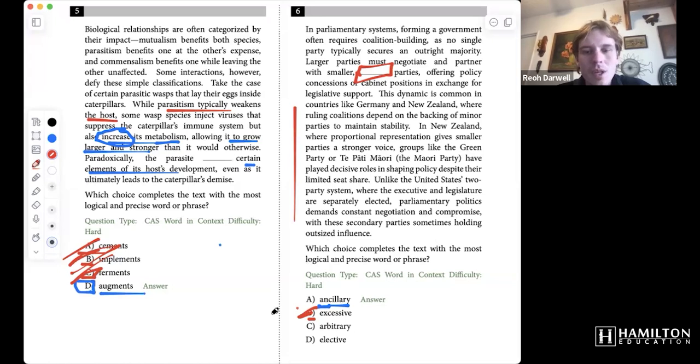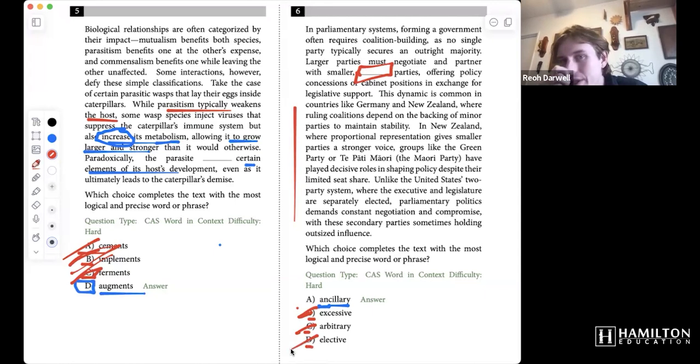Okay, arbitrary. When things are arbitrary, it means that they have no essential meaning, right? And these aren't arbitrary parties, okay? Doesn't mean that they're not useless or unnecessary or unimpactful parties. Okay, they're not arbitrary, they're not random parties. They are just smaller. And finally, elective parties.